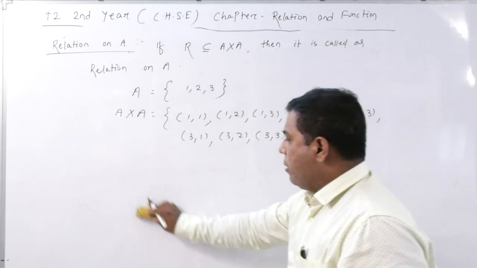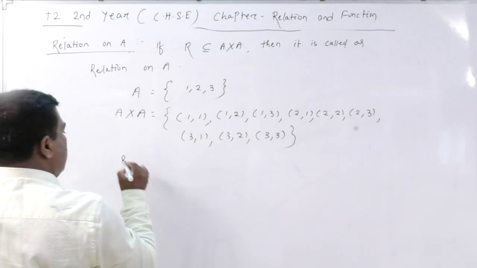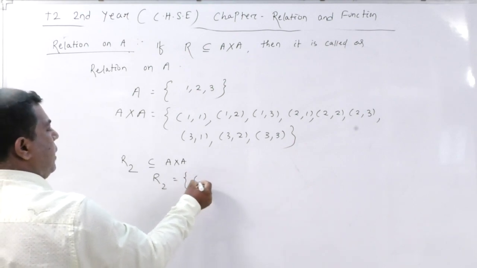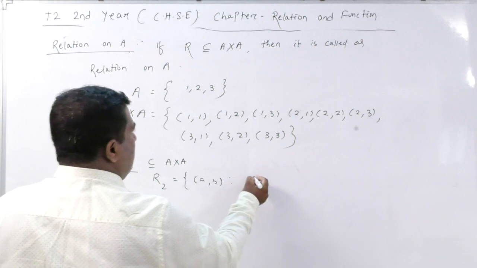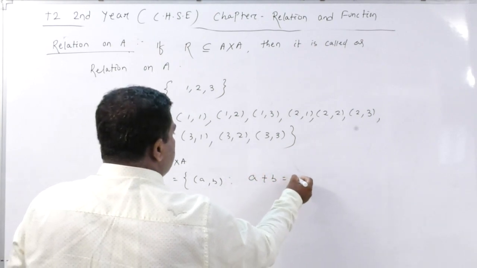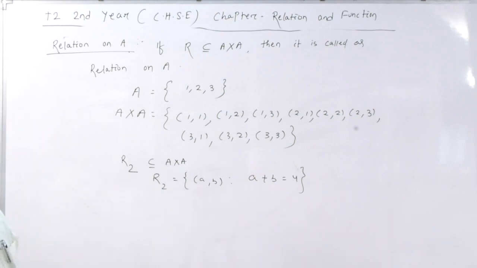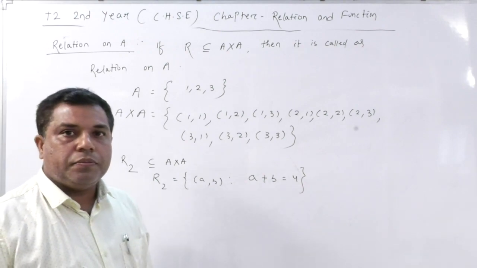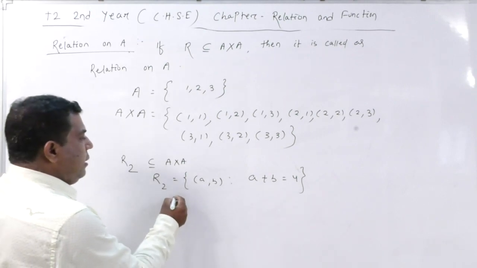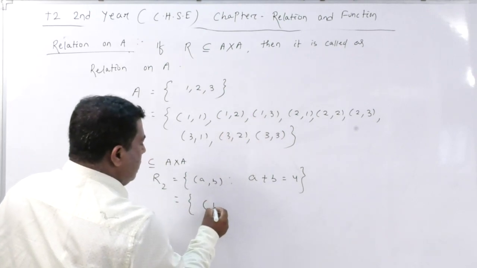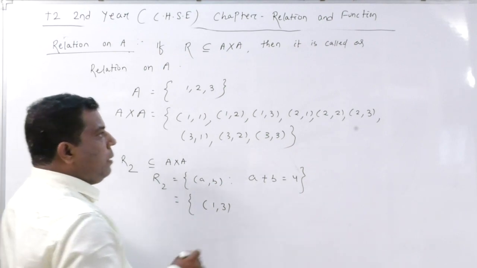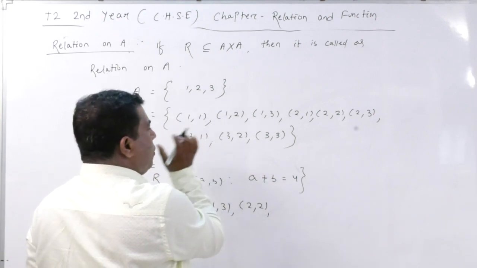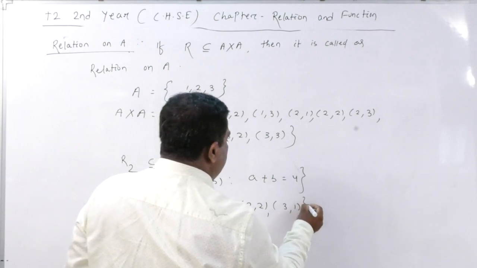Suppose we take another R2, which is also from A cross A, and R2 consists of the ordered pairs (a, b) such that a plus b equal to 4. Then which elements will we get in this relation? We get the pair (1, 3). Further, the pair (2, 2), because a plus b equals 4. Further, the pair (3, 1).